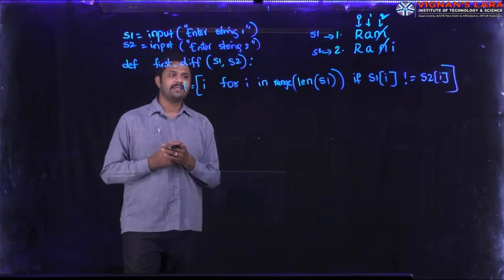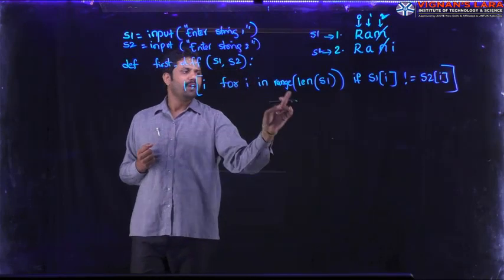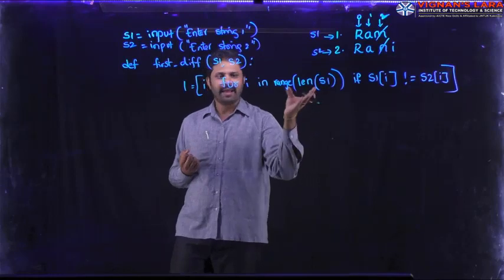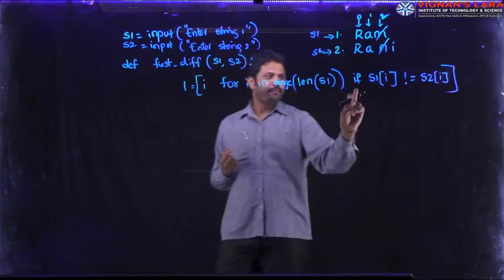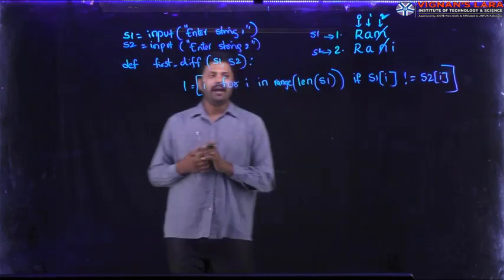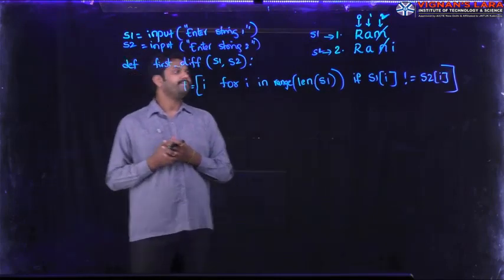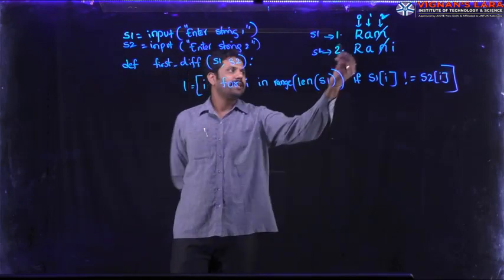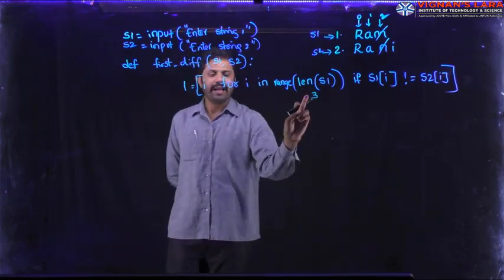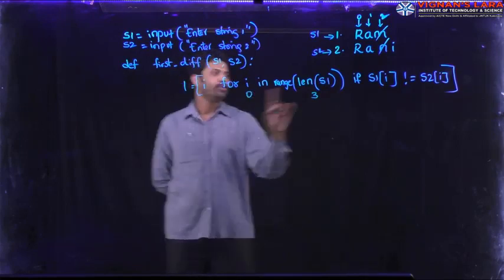What that list contains, let us see. I have two strings S1 and S2. So I iterate over the length of S1, if S1 of I is not equals to S2 of I. Let us take this example, and see how it's going to work out. Ram, len is 3. Initially I is going to be 0.